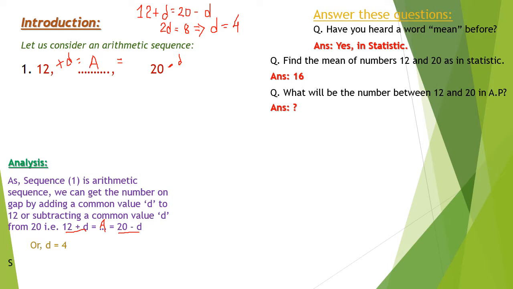So we can get this a by adding 12 and 4, or 20 minus 4, that will be 16. So the number a in the gap is 16. The answer to this question is 16, and we know that the arithmetic mean between 12 and 20 is also 16. So whether by using the concept of statistics or by using the concept of arithmetic sequence, we find the same answer.